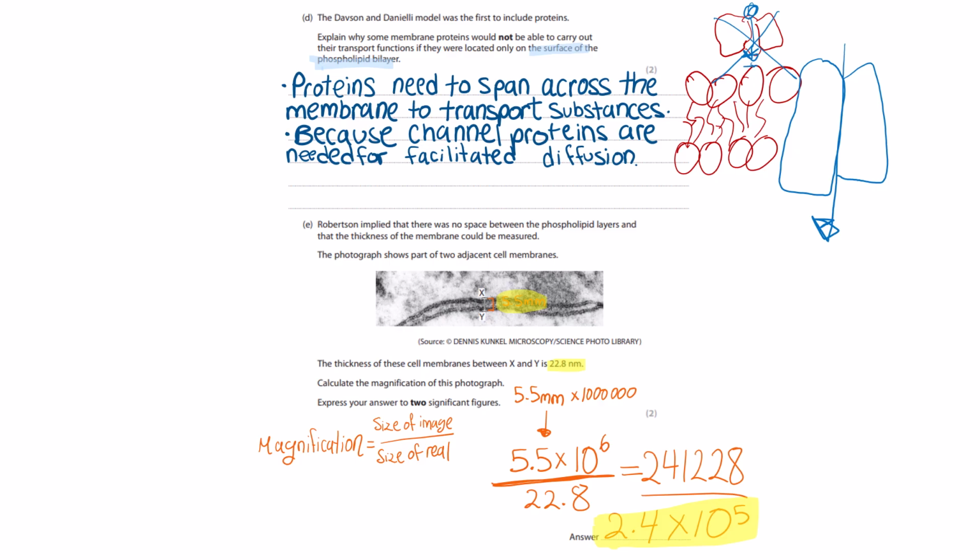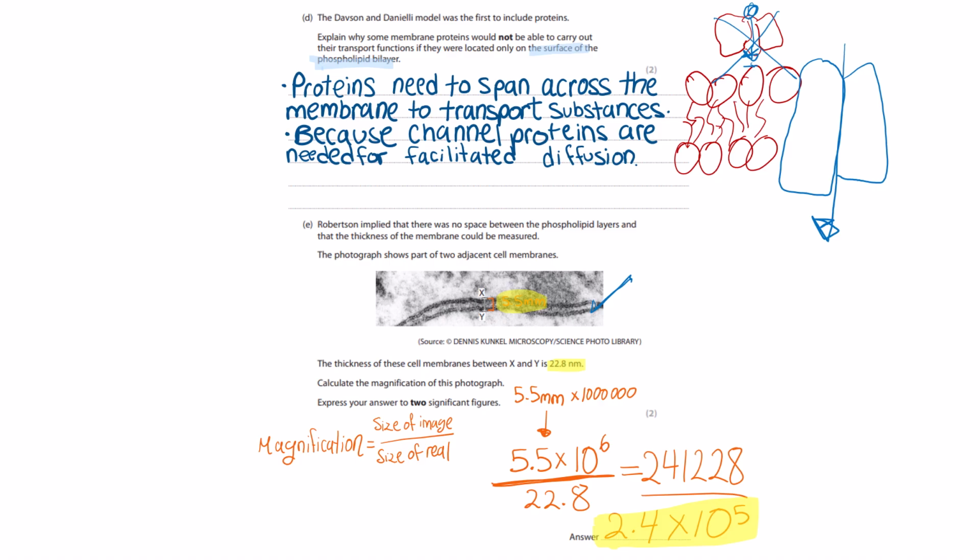Okay, so Robertson implied that there was no space between the phospholipid layers and that the thickness of the membrane could be measured. Oh, actually, I got this picture in my GCSE, so that's a repeated picture, even though this is an A-level paper, but I just wanted to tell you guys.